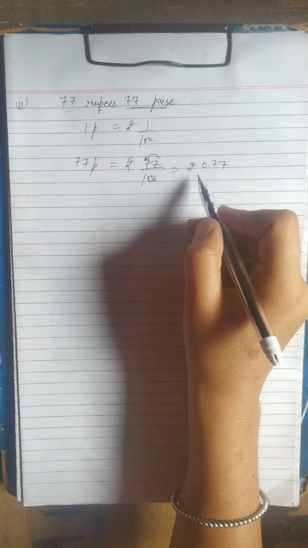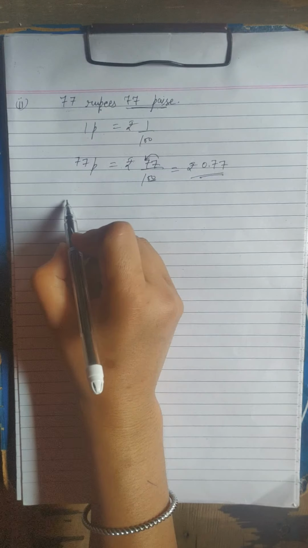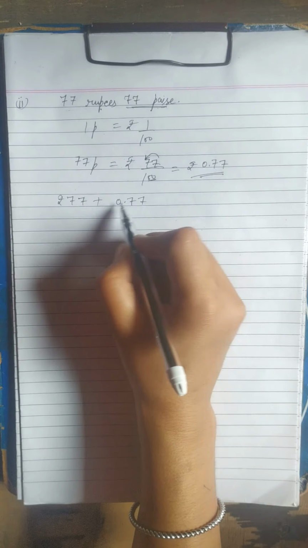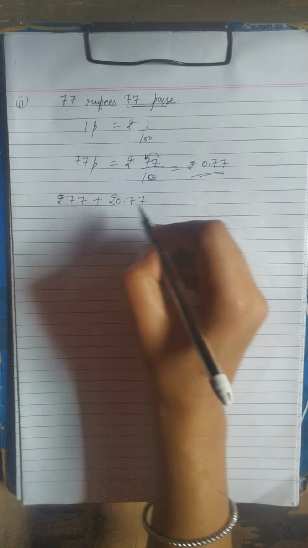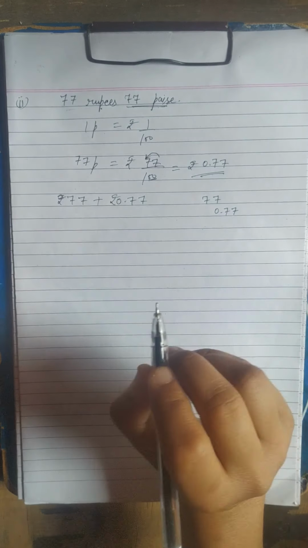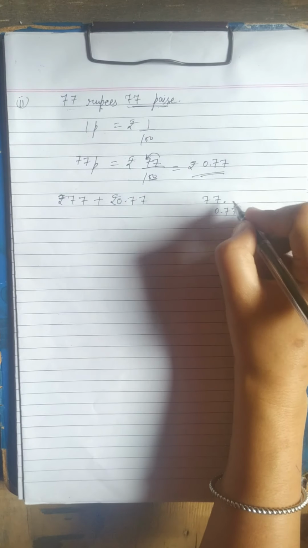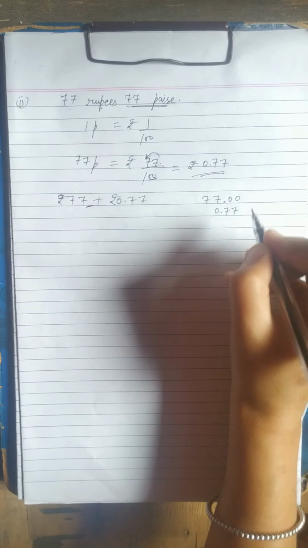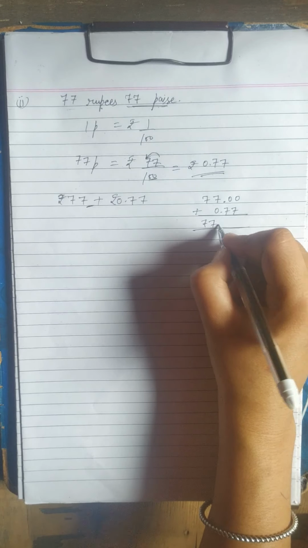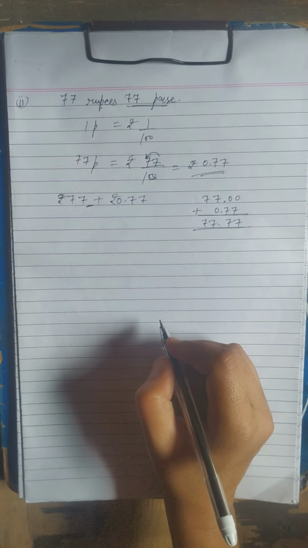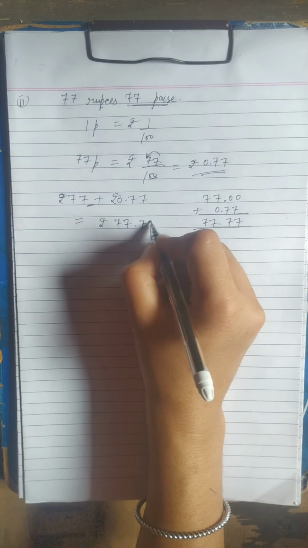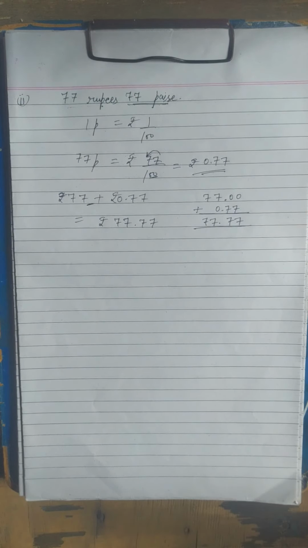See, now this we have converted into rupees. This is already in rupees. So now we have to add these rupees: 77 rupees plus 0.77. Whenever we have to add, how do we add? We write in columns. In the decimal part nothing is there, so what will we write here? Zeros. You have already done this in your class 6. When you add this, you get 77.77. So this is equal to rupees 77.77.